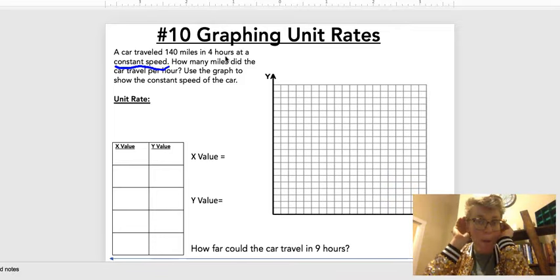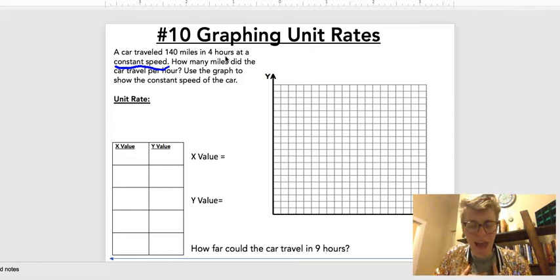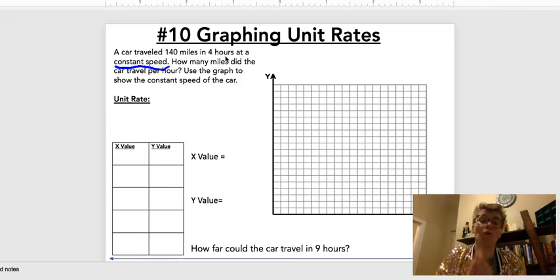When I hear that word per, I'm not thinking of Catman. I'm not thinking of this cat being like perfect. You are thinking of something per or to 1. So I want to know how many it could go in 1 hour or per hour. Let's check this out. First things first, I want to find my unit rate.